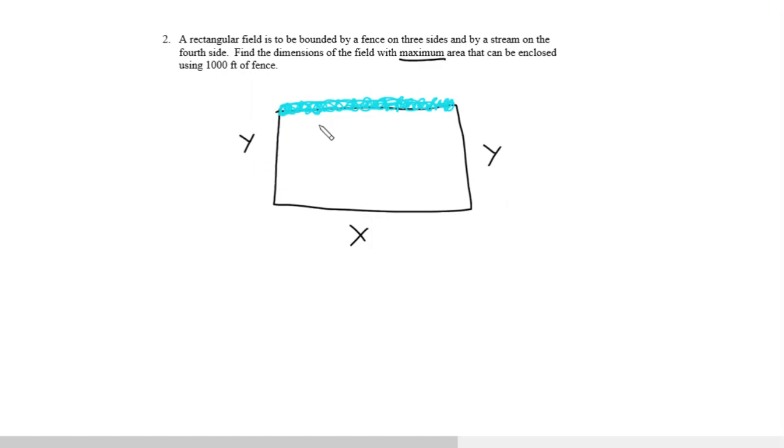So the first thing I want to do is set up those functions. Over here, I'm going to call this my maximizing function.